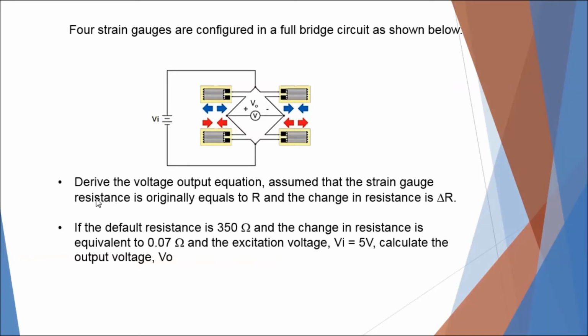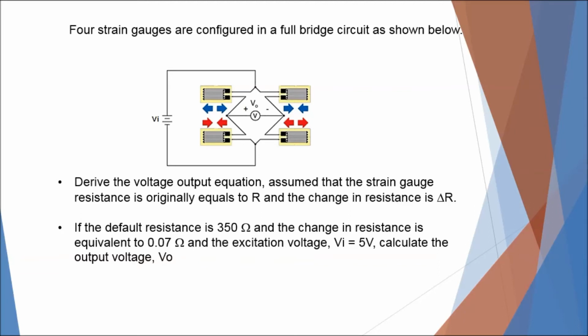Okay, so the question asks to derive the voltage output equation V out, and assume that the default resistance is R and the change can be denoted as delta R, and then you are asked to calculate what is V out if you are given R equivalent to 350 ohm and delta R is 0.07 ohm. The voltage is given as 5 volt. So what is V out? Okay, so that's the next part of the question.